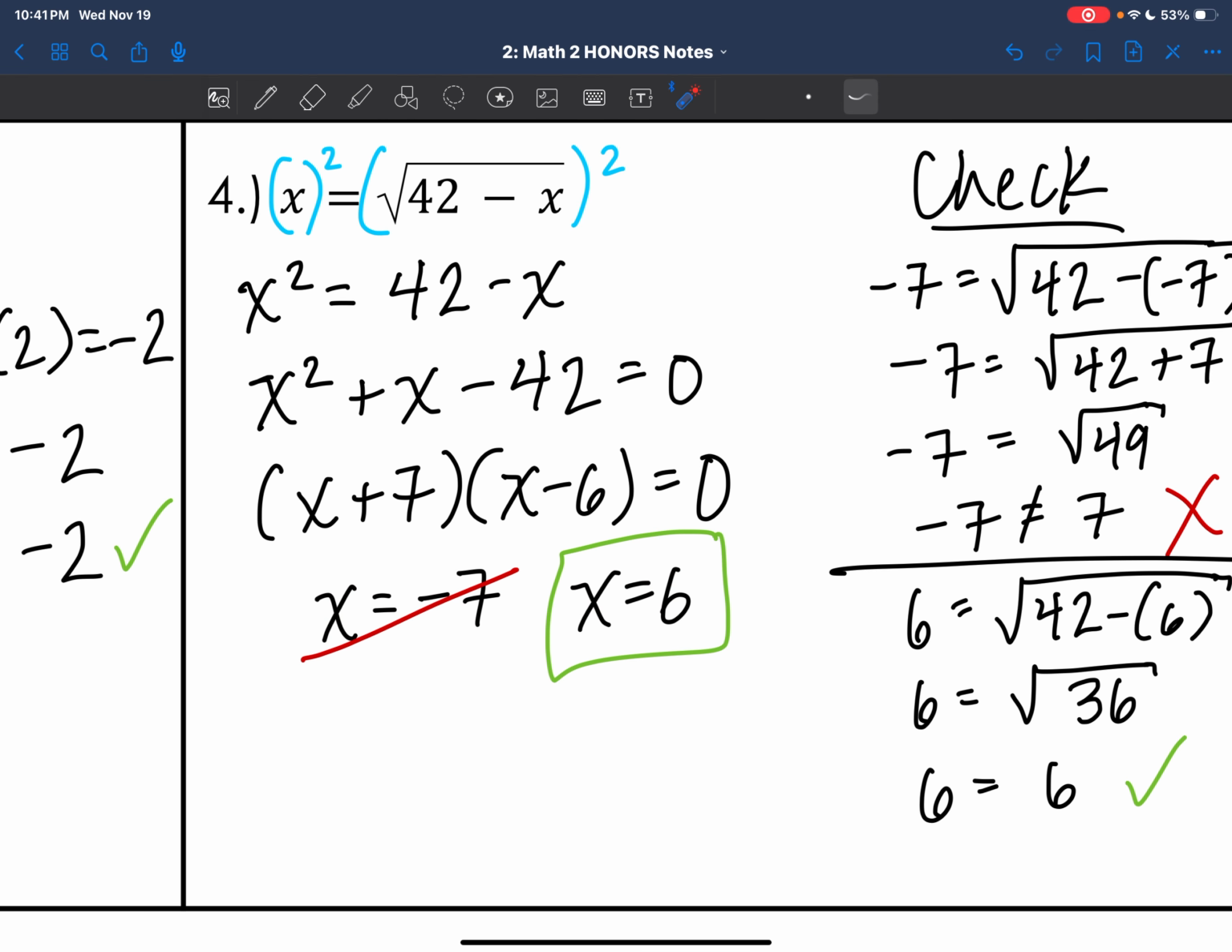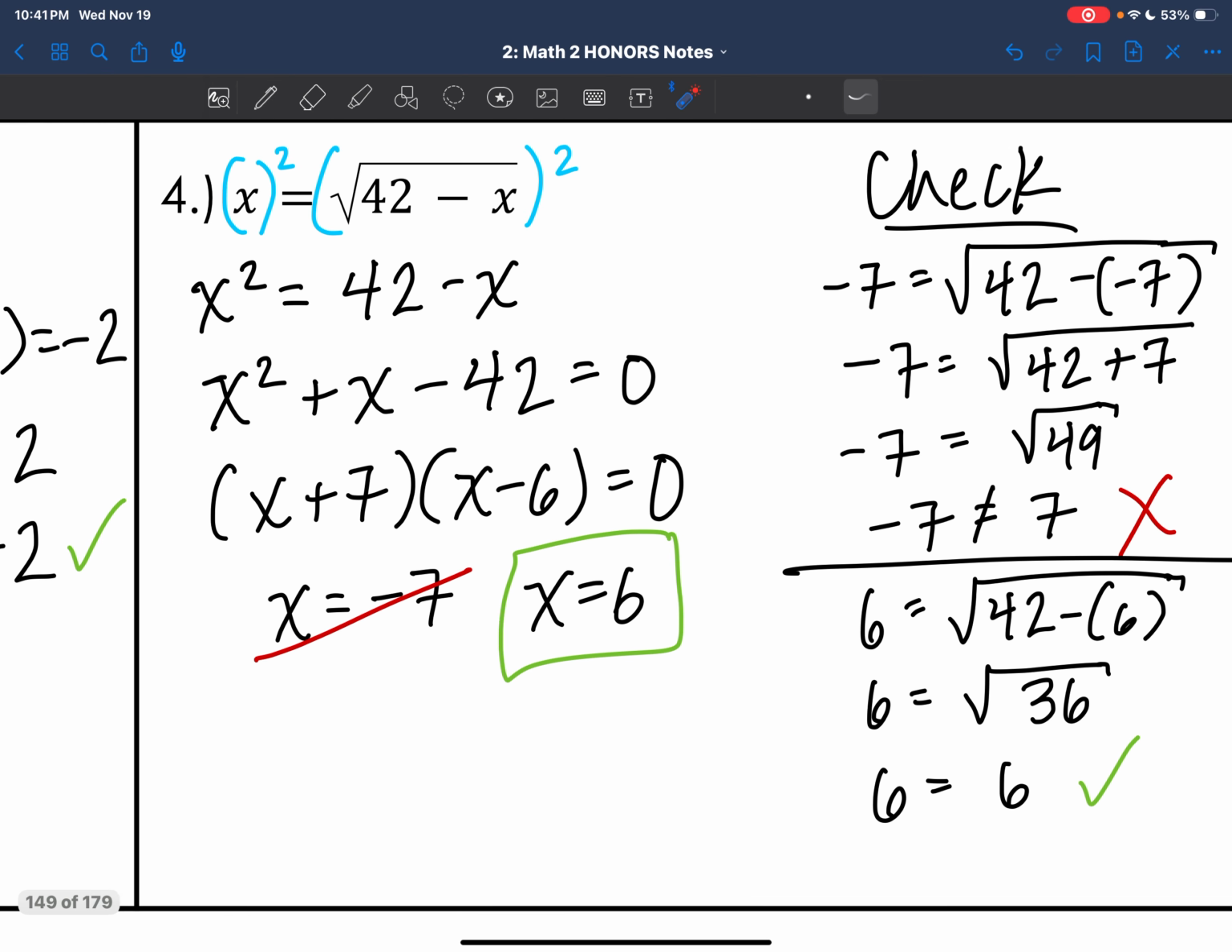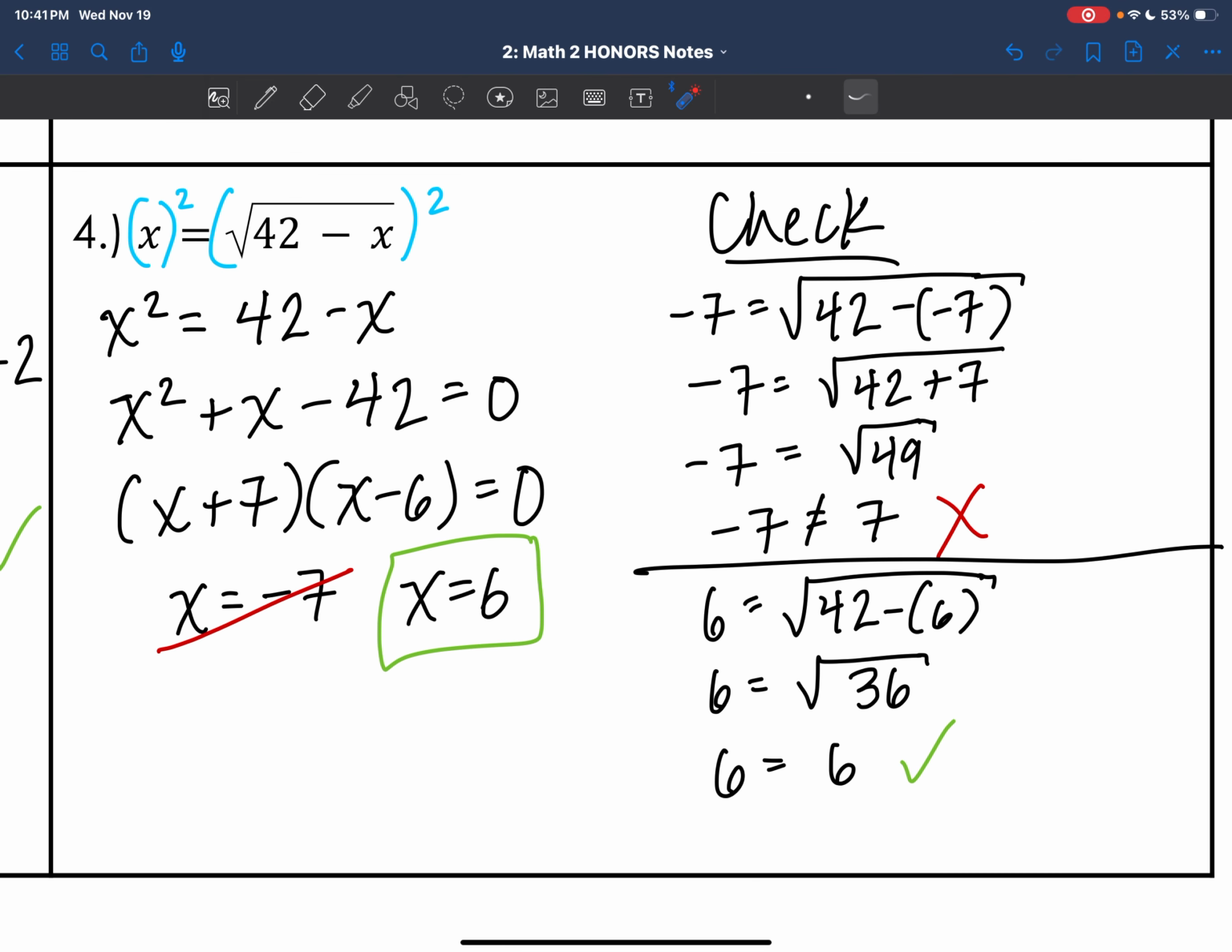Now you can already tell, because I've already done the work there, which answer is going to work. But now let's prove it. So first I'm going to take negative 7, and wherever I see x, I'm going to substitute that into the original equation. So I've got my 42 plus 7 here, which is 49. So I've got the square root of 49, which is positive 7, because we're doing the positive root. But here it says negative 7 equals 7. Well, that's not true. So that's why this one is crossed out.